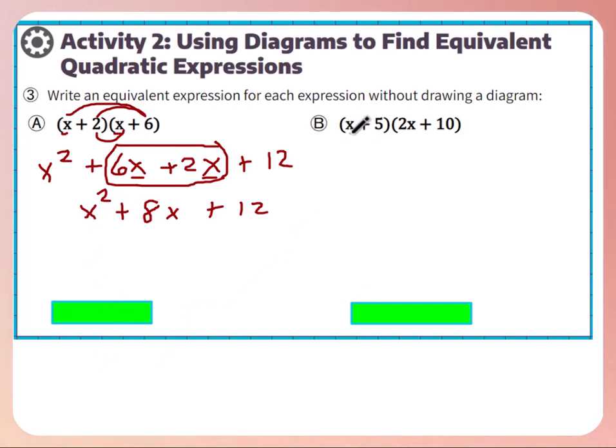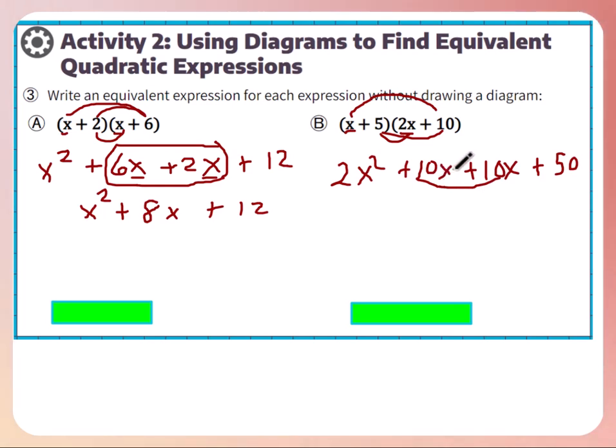And then b, again, first, x times 2x is 2x squared. Outer, x times 10 is 10x. Inner, 5 times 2 is 10x. And then last, 5 times 10 is 50. All right, now this time these two are like terms, so they add together. 10x plus 10x is 20x. Okay, the last term is still that constant term, 50. And the first term is the squared term, 2x squared.